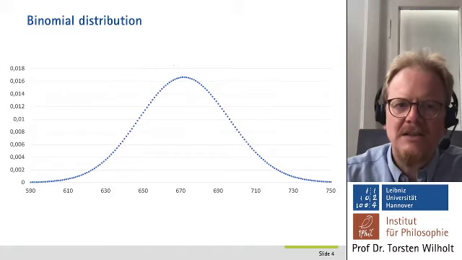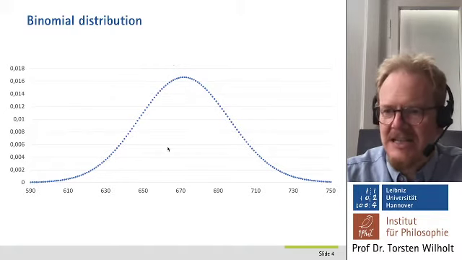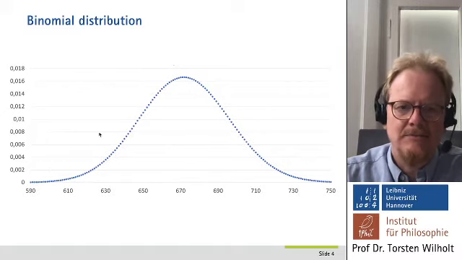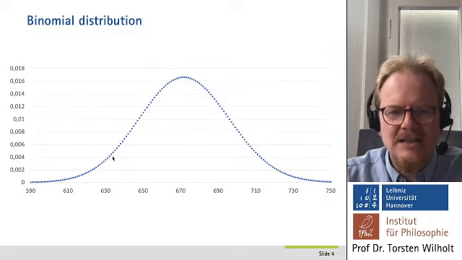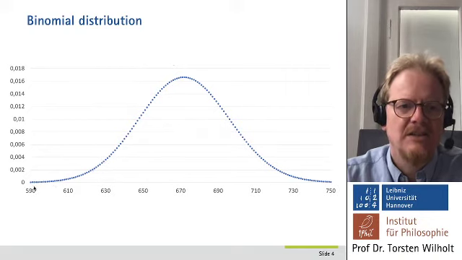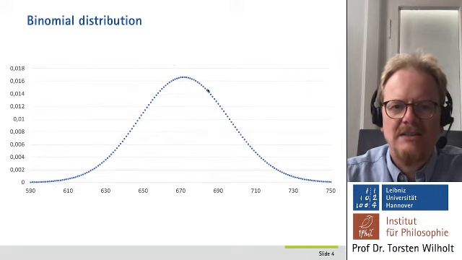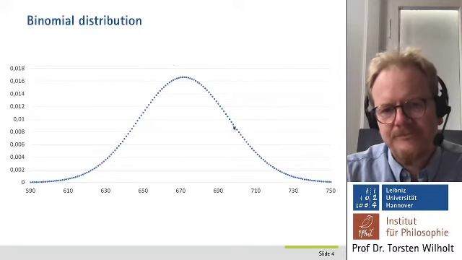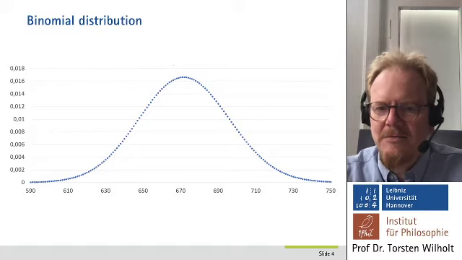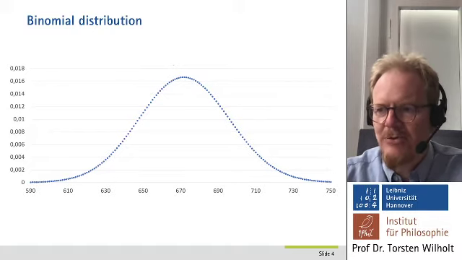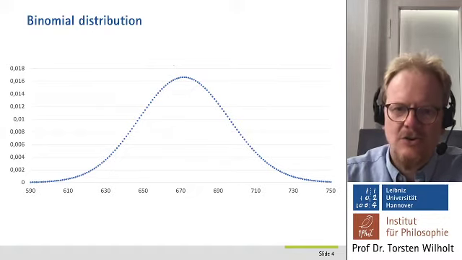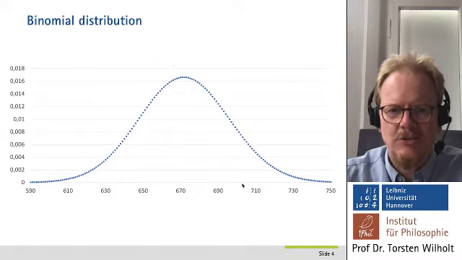The binomial distribution is a discrete function, so it has a value for each integer here, but it doesn't have values for the real numbers between the integers. But the binomial distribution is approximated by a certain kind of continuous function called a Gaussian distribution or normal distribution.